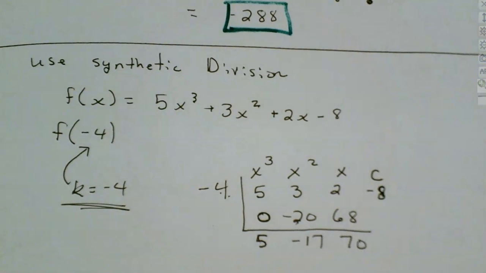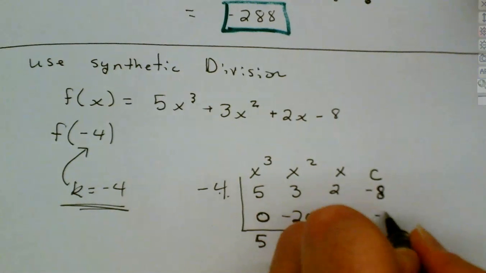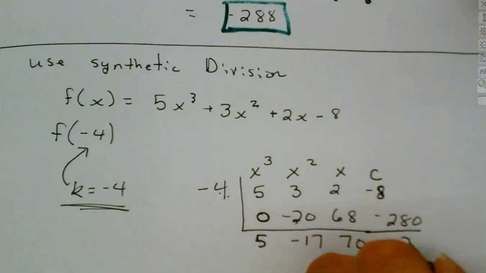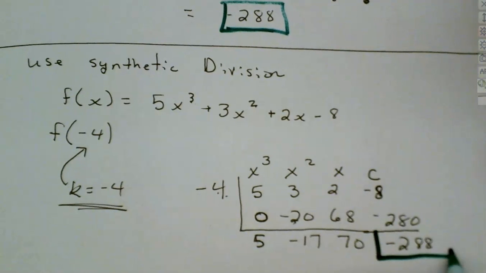70 times a negative 4, well, that's a minus 280. Add down, and that gives you the same what? Negative 288. See how it was quite a bit easier, right? It's about half the amount of work. And you're a lot less likely to make mistakes because you're not having to worry about signs. It's already taken care of. Let's do a couple more of these.